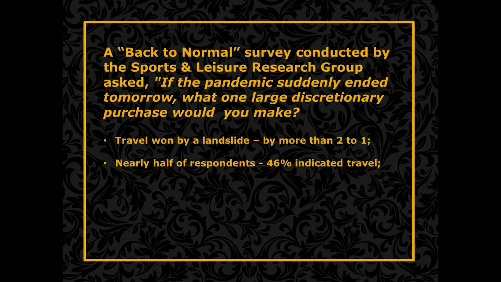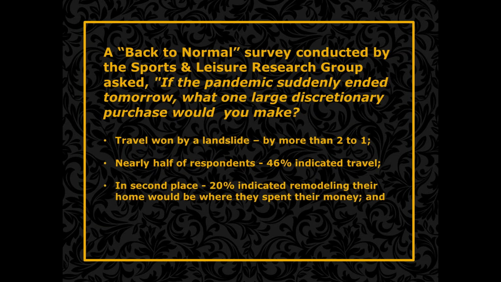Travel came in at 46% of those surveyed. Below that came the next level at only 20%, travel being more than 2 to 1. In second place, the major discretionary purchase would be remodeling their home. And surprisingly, in a distant third place, purchasing a new vehicle was 19% of those answering.